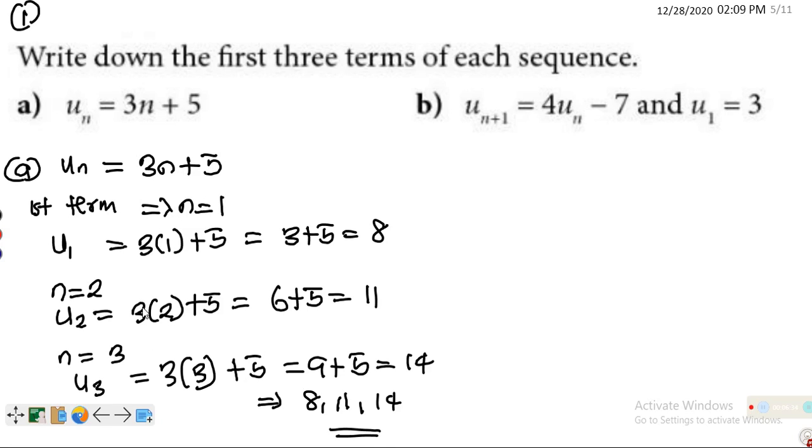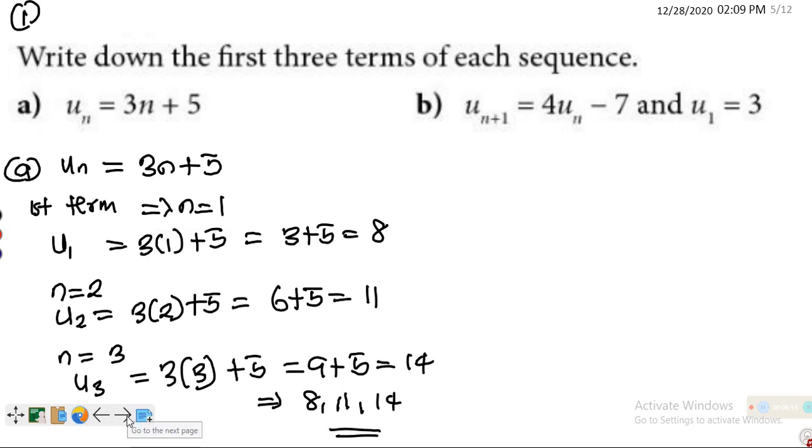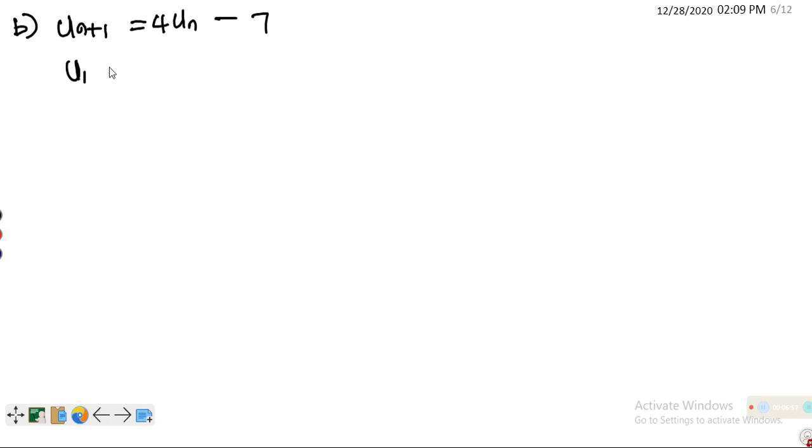Look at example 2, B. un plus 1 is given as 4un minus 7, and u1 is 3. So we are looking for u2 and u3. And remember the formula: un plus 1 equals 4un minus 7. un plus 1 is the term immediately after un.